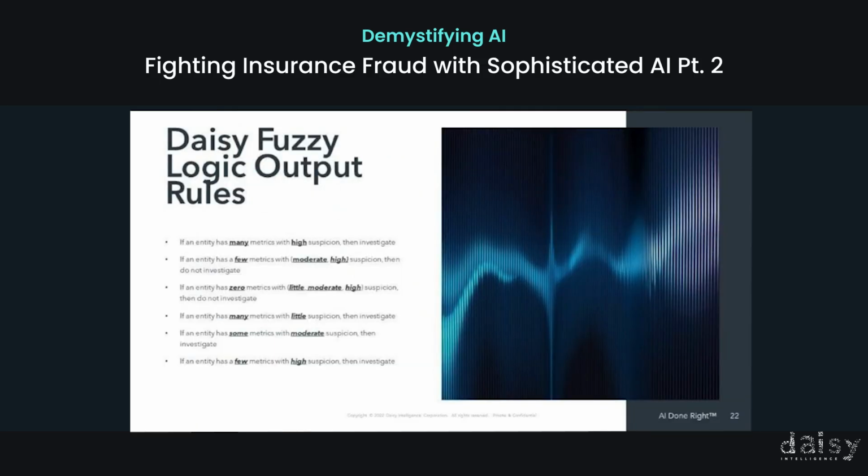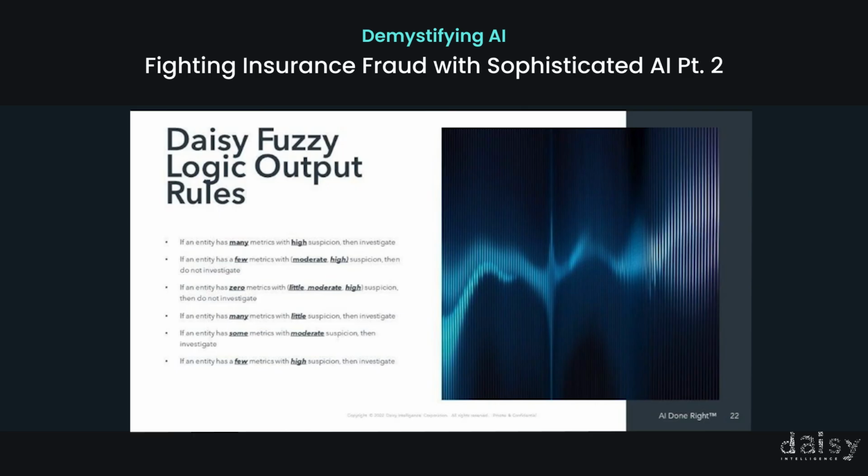So we would want to say a dentist that has many metrics with high suspicion, then investigate. So if you've got a lot of features that have a high score, that's a no-brainer. This person is an outlier on many, many things. They're billing a lot. They're seeing more patients than everybody else. They're doing more of a certain type of procedure than everybody else. So if you have lots of metrics that have a high score, right? If you have a few metrics that have a moderate and a high score, then don't investigate, right? If most of your features are not high, then you don't need to investigate.